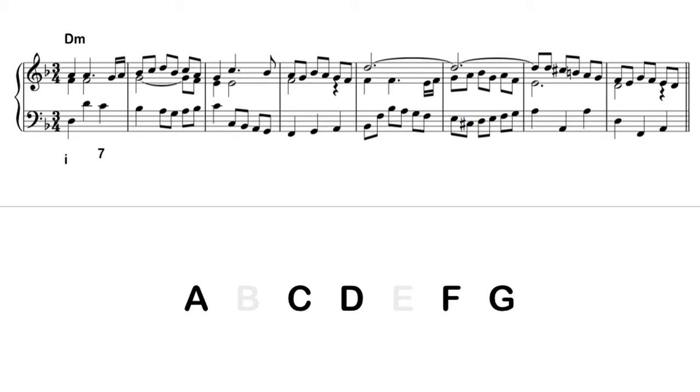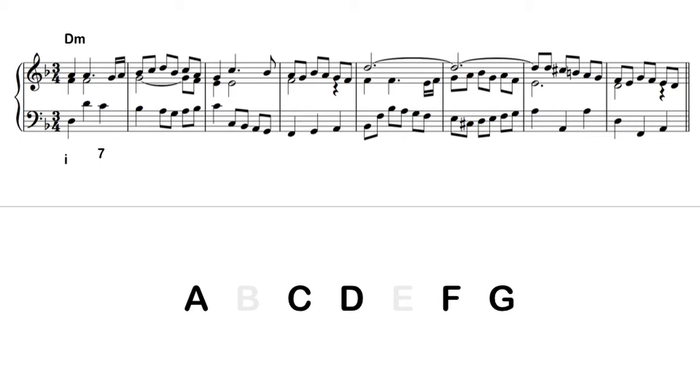And then I notice that this piece is in the key of D minor, and sure enough, D is the tonic chord in the key of D minor, and since it's a minor triad, I'm going to write lowercase Roman numeral 1.